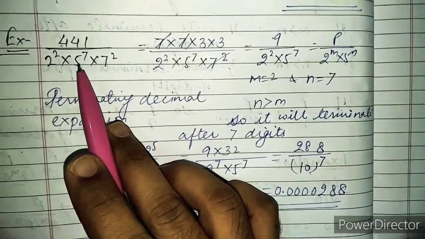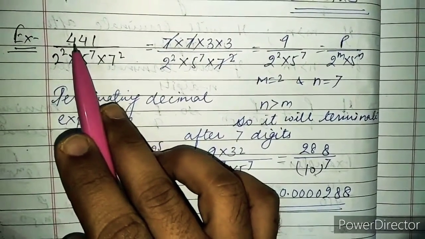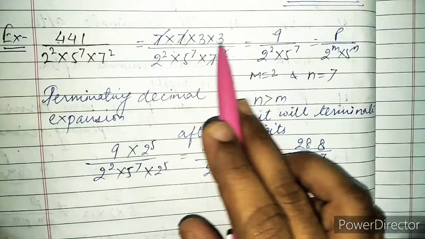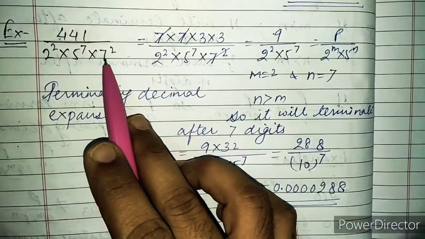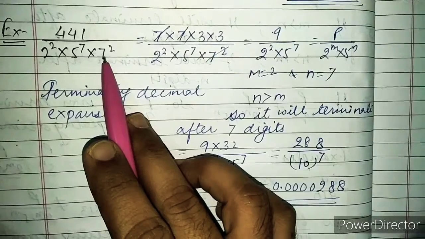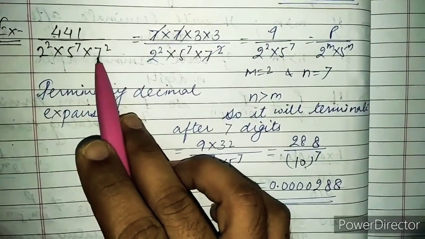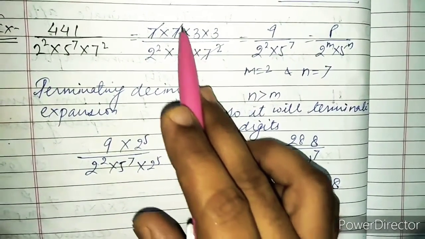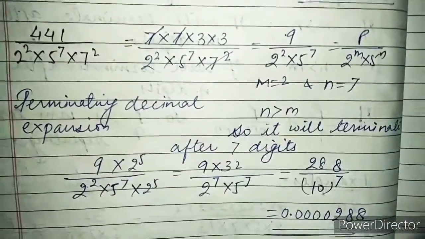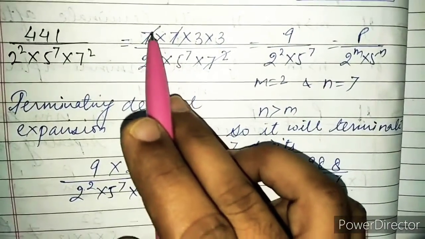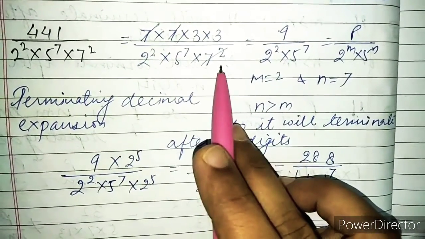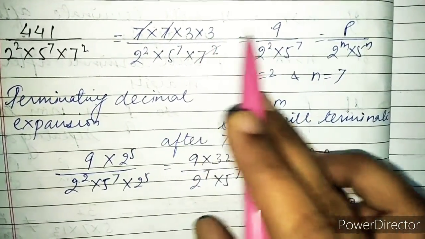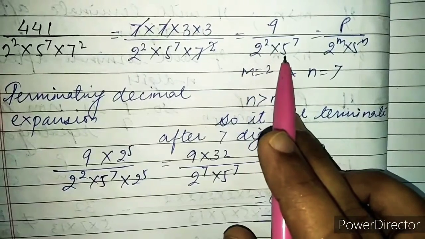First what you have to do, perform the prime factorization of 441. We get the prime factorization. Since the denominator is already in the product of prime factors form, don't write its prime factors again. Now see, 7 is the common factor between numerator and denominator. Remove 7 from the numerator and denominator. 2 times 7 get removed. It will become 9/2 to the power 2 into 5 to the power 7.